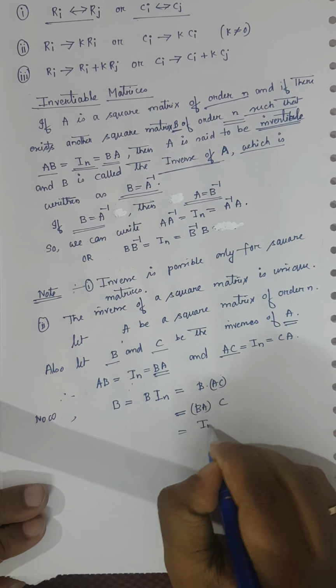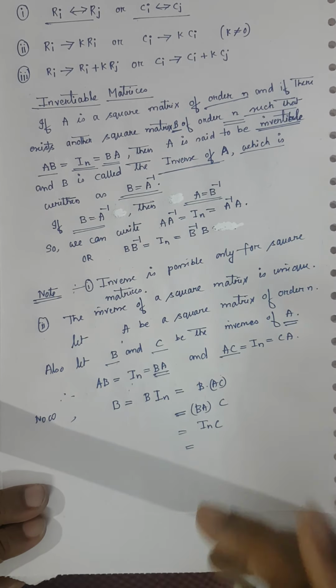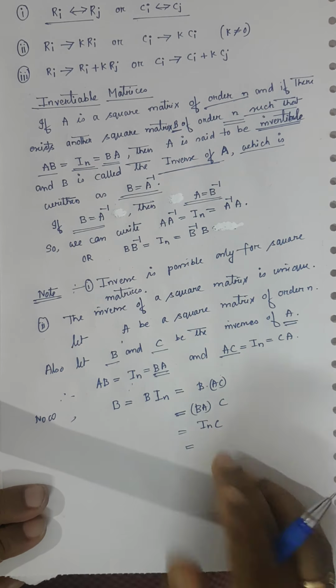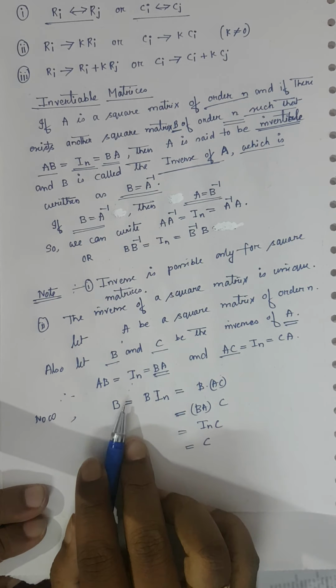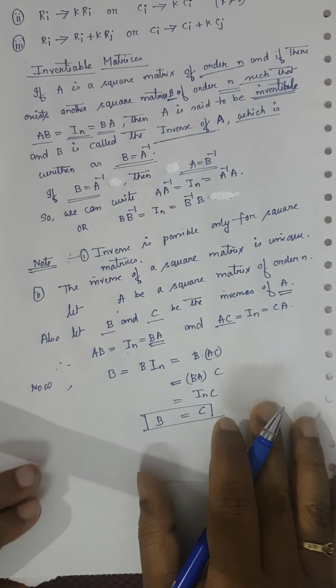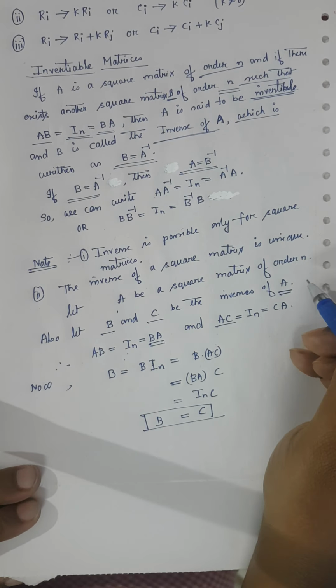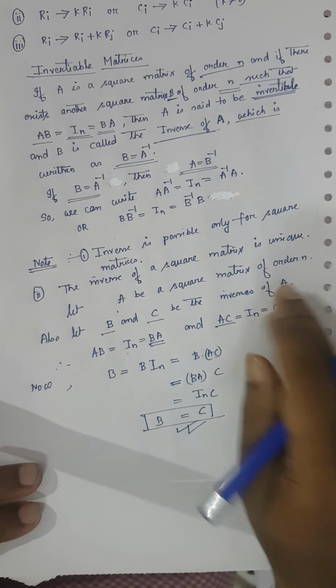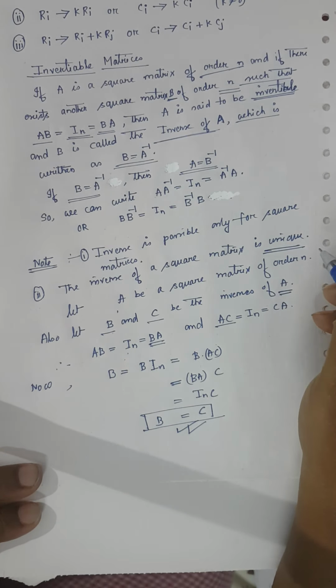So In into C. Now we again know when you multiply any matrix by the corresponding identity matrix of same order, the result is same. So B is equal to C. So we are getting B is equal to C. Therefore, the assumption that matrix A has two different inverses is possible only when B is equal to C. So the matrix A has a unique inverse, B or C. Both are equal. So I can say that the inverse of a square matrix is always unique. You cannot find more than one possible inverse of a square matrix.